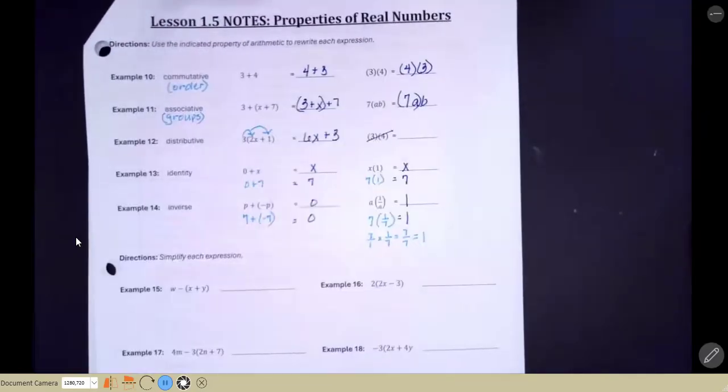Okay, last section and we're going to be done. So now all we're doing is we're using those properties and we're actually going to be solving some expressions. We're going to be simplifying expressions. We can't solve, but we can simplify.